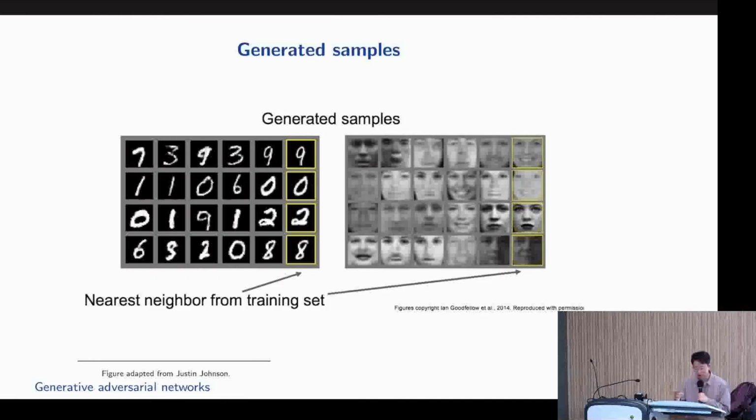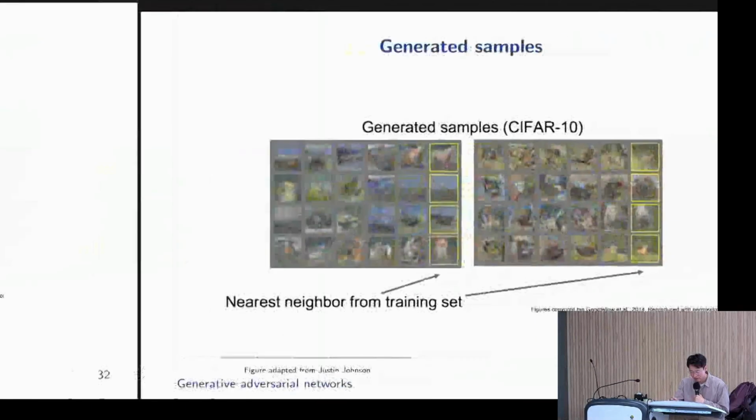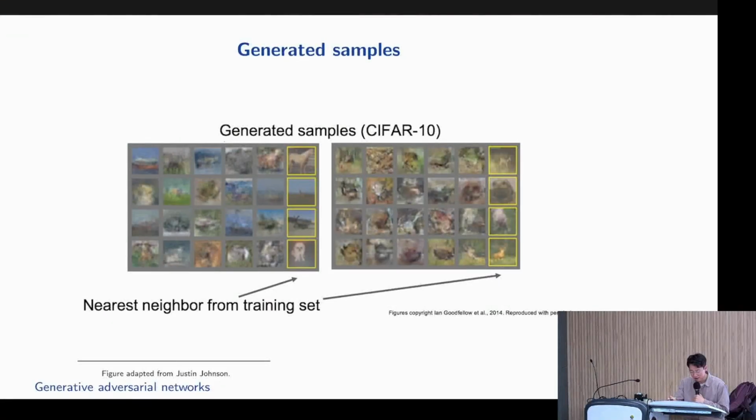So here are some generated samples. To the left here, these are all generated. The quality looks good. And this is the nearest neighbor from the training set. So it looks almost indistinguishable to me. And same thing for the faces. And CIFAR, I don't know, doesn't look very good. It's probably because the training data is so... Yeah, this is the actual training data.